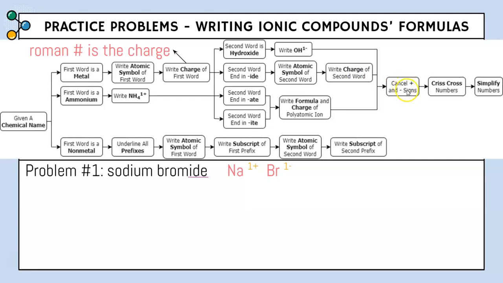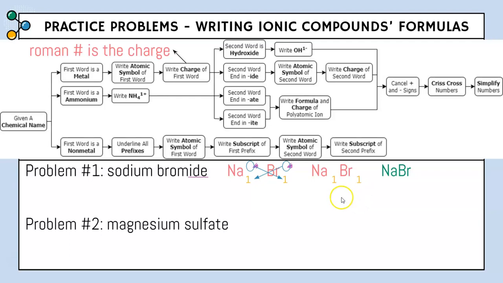So now we're going to cancel the plus and minus signs out. And we're going to crisscross numbers, meaning the 1 is actually going to go down in front of Br. And the 1 in front of Br is going to go down in front of Na. So we have Na1, Br1. And lastly, we have to simplify the numbers. We can't simplify 1 and 1 down any further, but in chemistry, we never write 1s. So we're really going to have NaBr as our final answer.